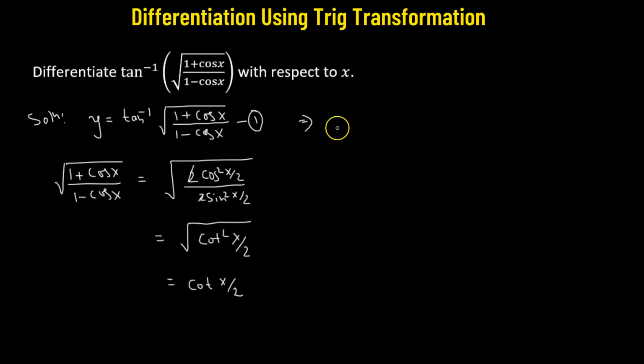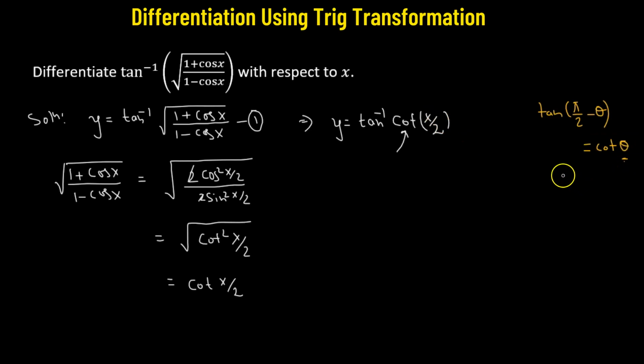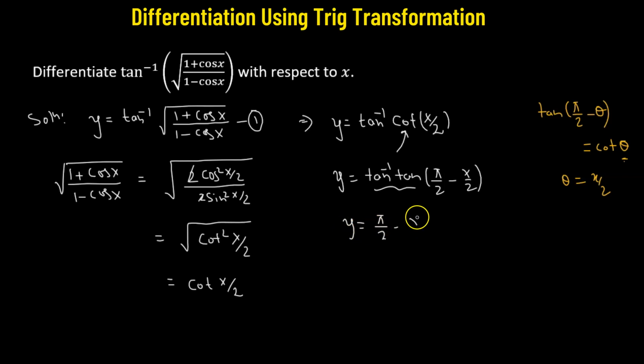So that means we can rewrite equation 1 as y equals tangent inverse of cotangent of x over 2. However, we need a tangent in this place, but we can use the fact that tangent of pi over 2 minus theta is equal to cotangent of theta. Now in this case theta is equal to x over 2. So we can rewrite cotangent of x over 2 as tangent of pi over 2 minus x over 2. Means y will be equal to tangent inverse of tangent of pi over 2 minus theta, where theta is x over 2. In doing so, the tangent inverse of tangent will go away. So that leaves us with y equals pi over 2 minus x over 2.